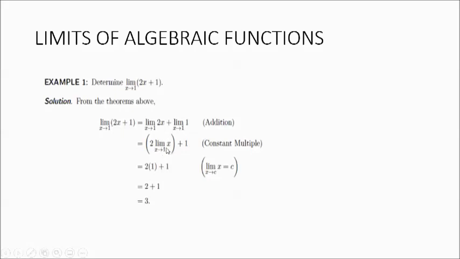And then dito, applicable yung constant multiple. Ilalabas yung constant. And then limit nito is from the constant is 1. And then in here, you may now substitute yung 1. So 2 times 1 plus 1. So 2 plus 1 is 3.